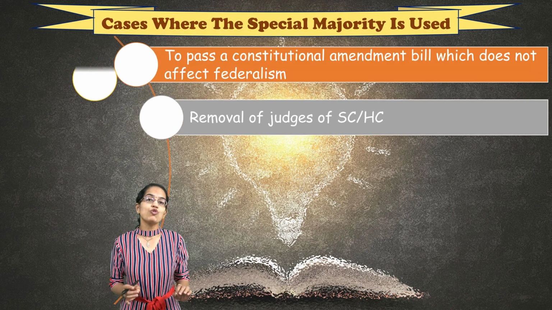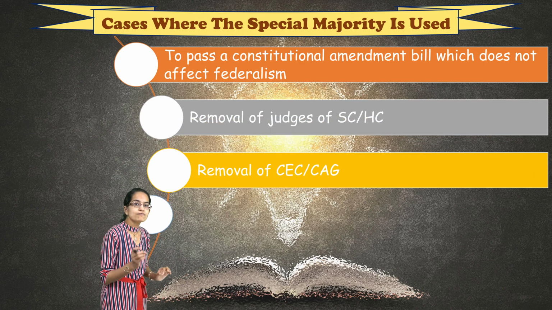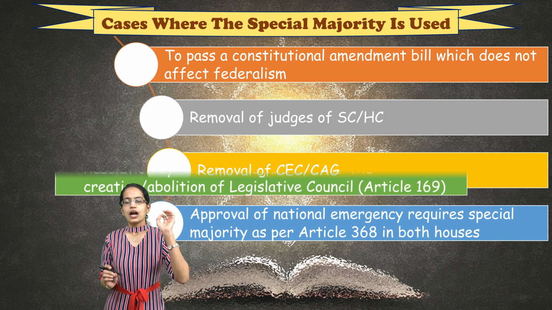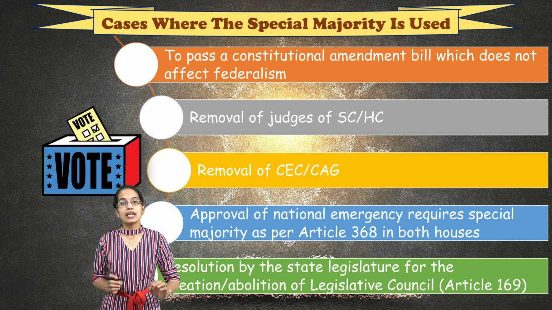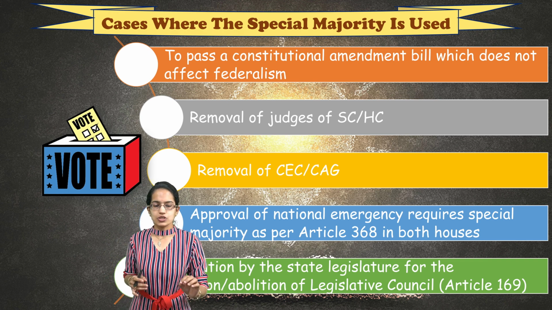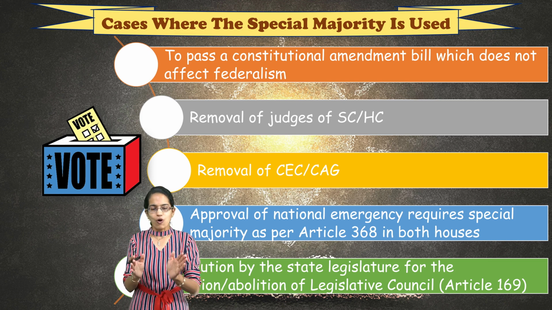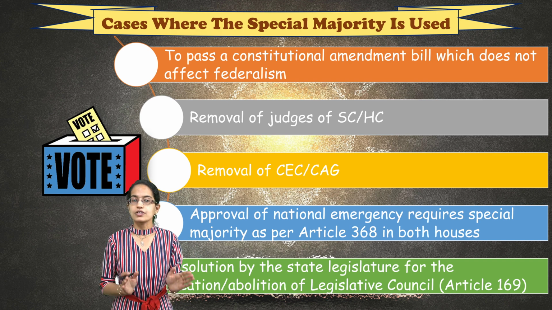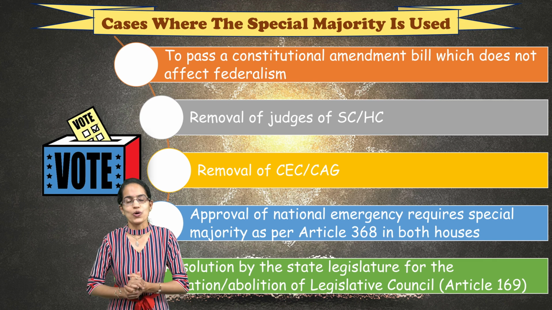Next, it is used for the removal of judges, either Supreme Court or High Court, removal of Chief Election Commissioner or the Comptroller and the Auditor General, approval of the national emergency under Article 368 also requires a special majority. Also, any resolution which has to be passed by the state legislatures for either creation of legislative councils or abolition of legislative councils would be part of special majority. So, those are the cases under which special majority is used.